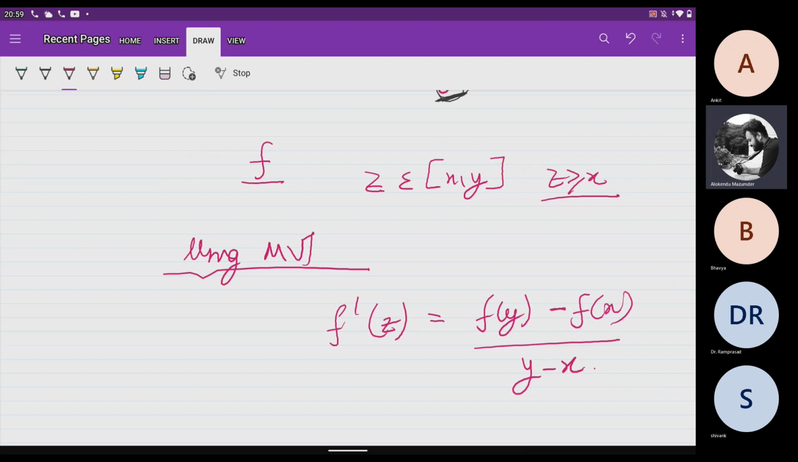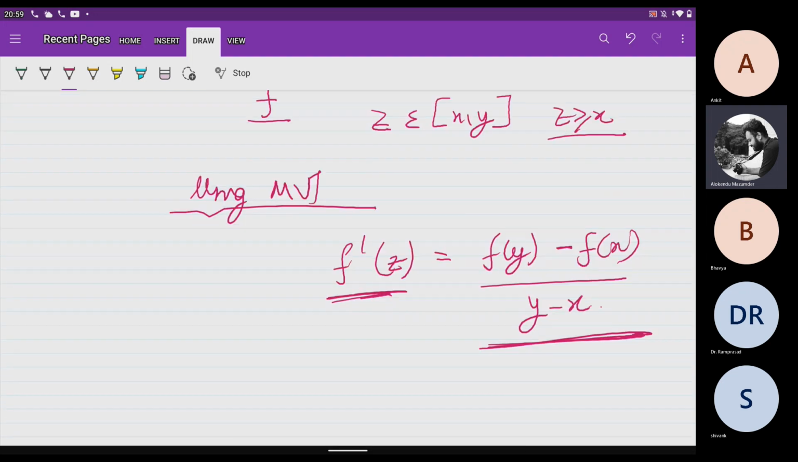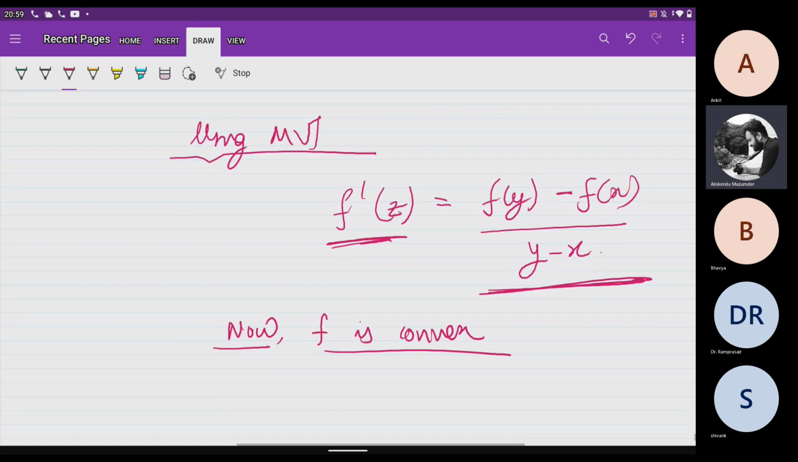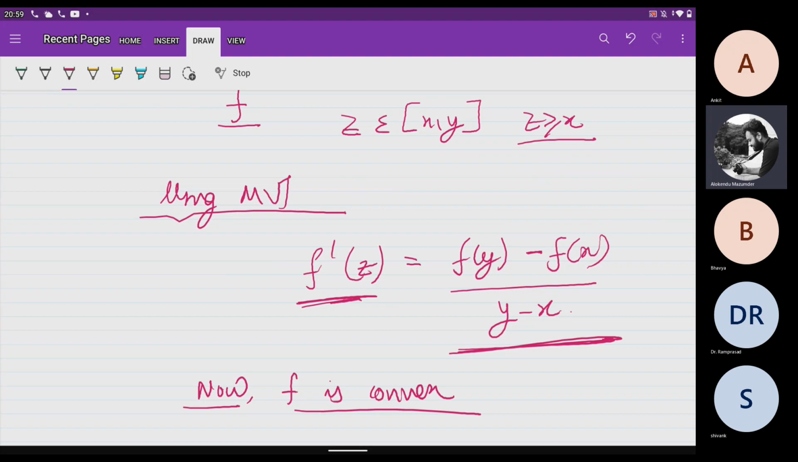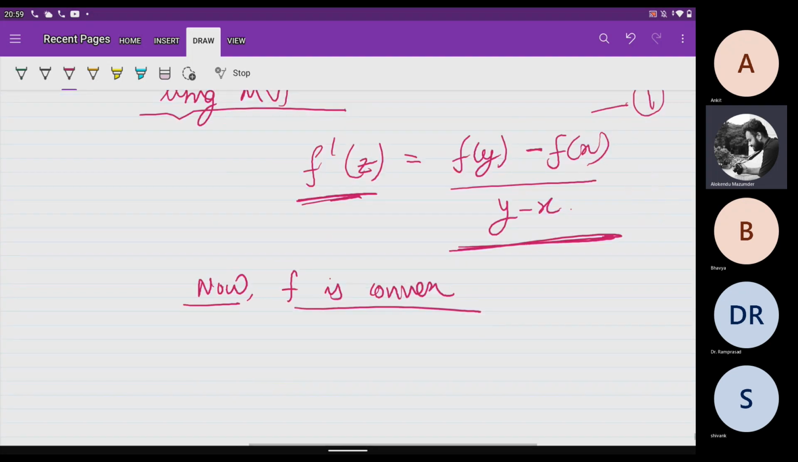I can say that I choose a z such that the gradient at z is equal to the slope. Now, I know that f is convex. So this will be my statement number 1 and this will be my statement number 2. From convexity of f, when you say f is convex, I can always write it like this.